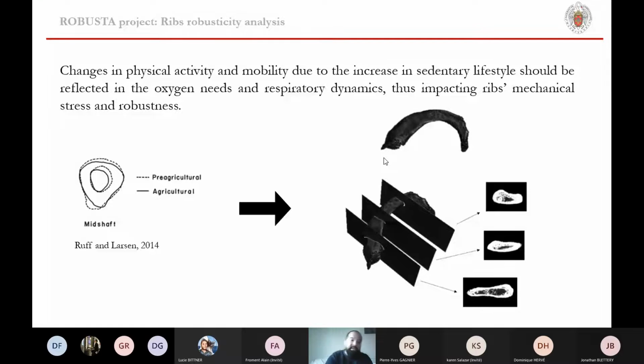In order to study this cross-sectional anatomy and the density and the robusticity of the ribs, we are using microcomputed tomography. With microcomputed tomography, you can study the same that Ruff and Larsen studied, for example, in 2014, but in the ribs, without any damage or without destroying the ribs. Sometimes, in order to study the cross-section, you have to carry out classical histological techniques, and you need to actually cut the rib. But we didn't want to cut the rib.